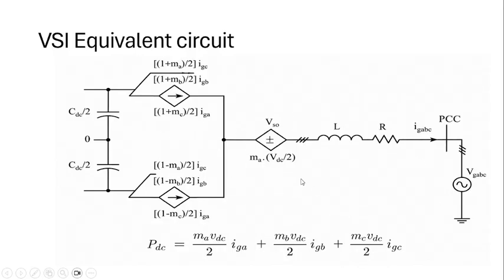Small signal model, we can say. And this is the inverter voltage. VSO is M VDC by 2. It is something like VA. Like this we have VA, VB, VC. So if you add up all these things, this is VA, this is VB, this is VC.